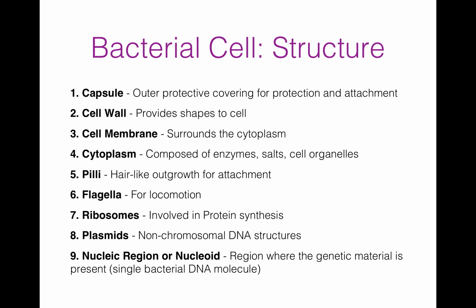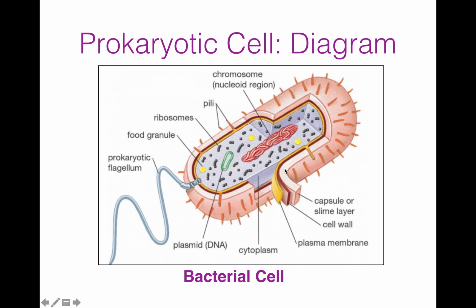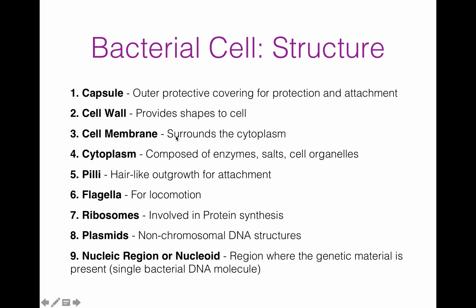Now, after the capsule, there is the cell wall. It provides shape to the cell. In further slides, we will study the cell wall in detail. Now see the cell membrane. It surrounds the cytoplasm. Then the cytoplasm. It is a gel-like substance composed mainly of water that also contains enzymes, salts, cell components, and various organic molecules.